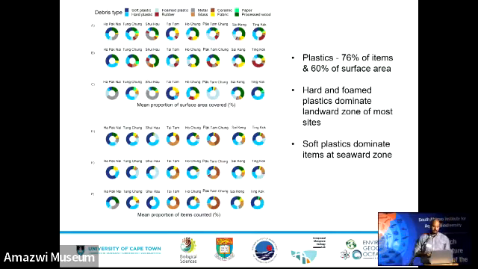When looking at what is actually being deposited there, there's no surprise that a majority of it is plastic, in terms of number of items and the surface area that's being covered. To dive deeper, we see that hard plastics, or injection-molded plastic, is dominant in the landward zone of most sites, as well as foam plastics such as your polystyrene. We also see that soft plastics such as plastic bags and wrappers dominate the seaward zone.